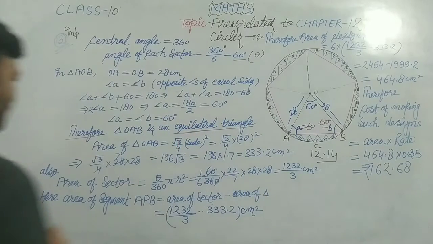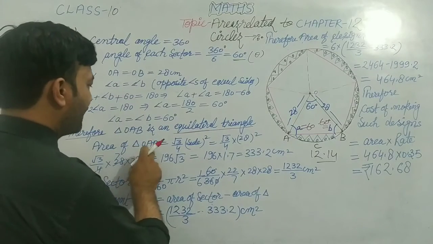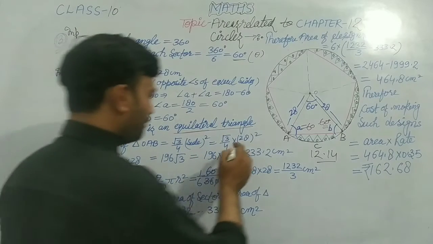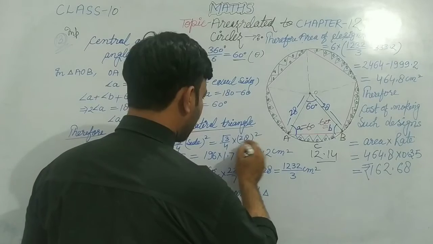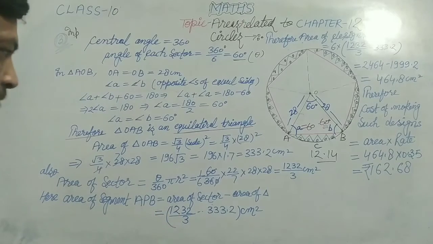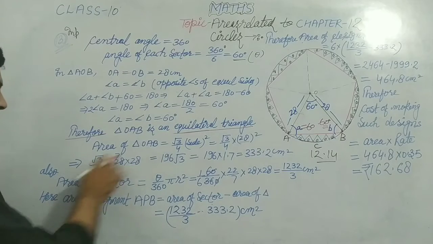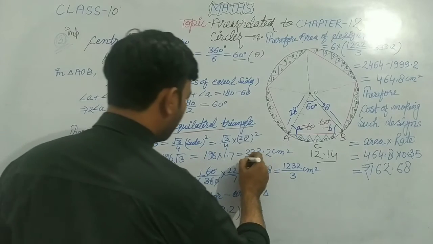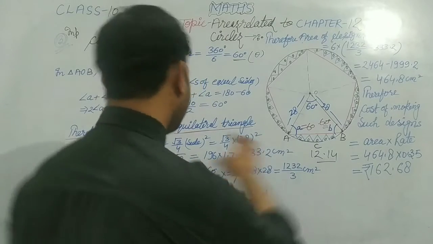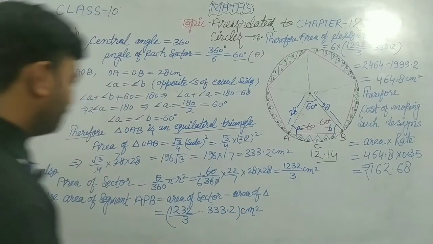Now we know the formula for the area of an equilateral triangle. Area of equilateral triangle OAB equals root 3 over 4 times side square. What is the side here? The side is the radius of the circle, so we put the side here. After solving this, we have got 333.2 centimeter square as the area of the equilateral triangle. Now next, what we need to do?